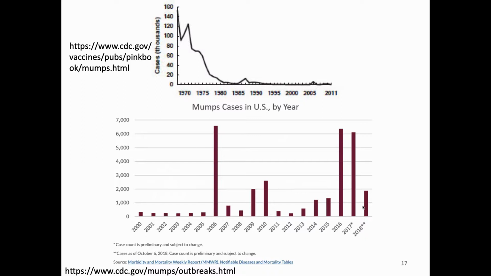So there are these mumps outbreaks that are starting to be seen more and more frequently. This is actually being seen with a number of our vaccine-preventable diseases more and more frequently. Pertussis is another really good example.